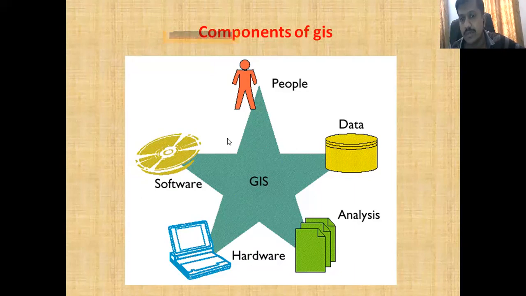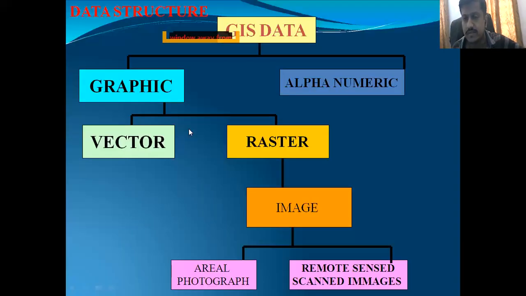So the basic components of our GIS are nothing but people, then data, then analysis, hardware and software. You can go with this cycle. This is essential for the GIS.